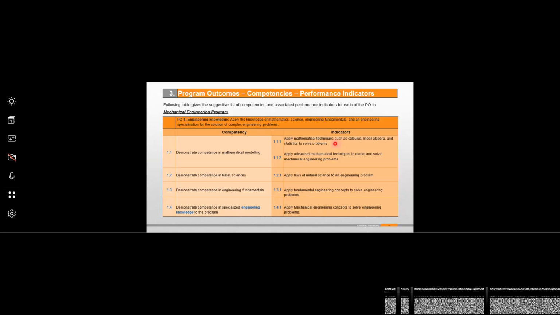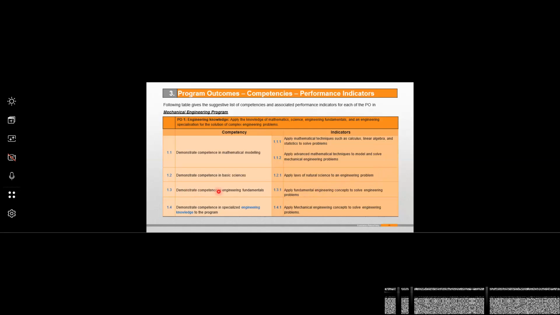Right? Similarly, we have another one, demonstrate competence in basic sciences. See, first year, that is the reason why basic sciences is introduced in the first years. Apply laws of natural sciences to an engineering problem. Okay, this is the only one indicator which is given to achieve the competency of program outcome 1.